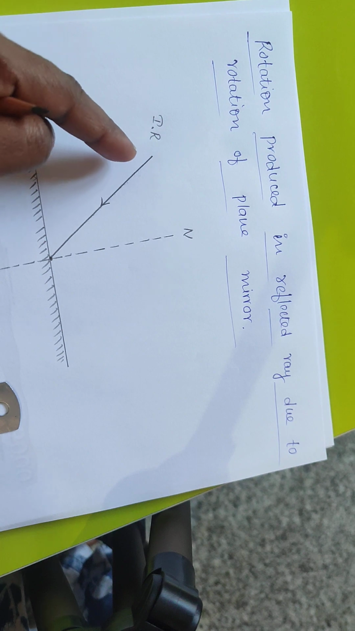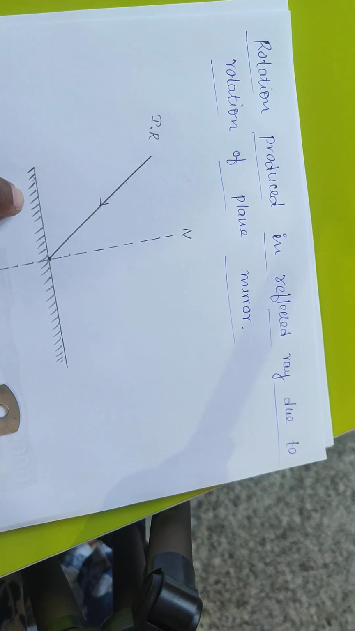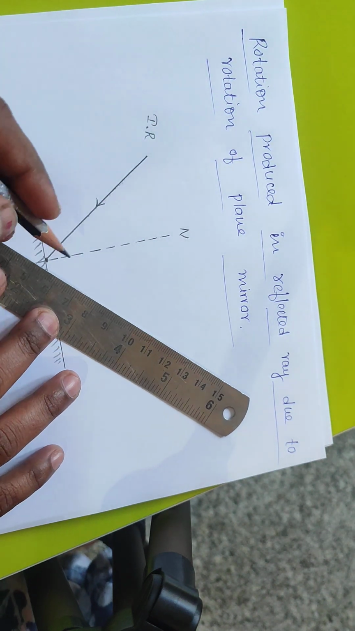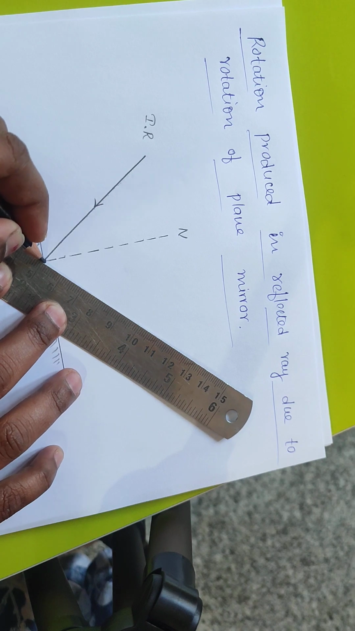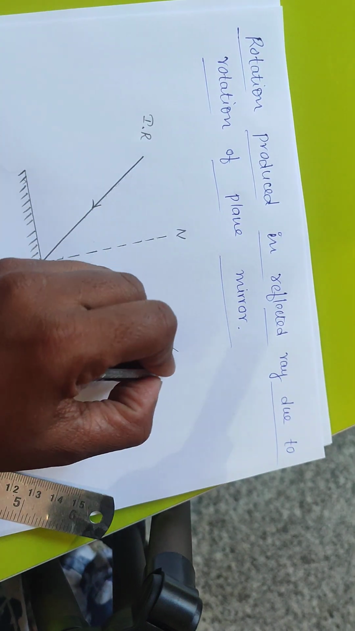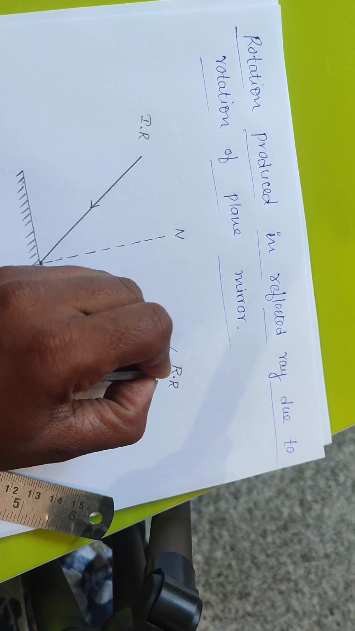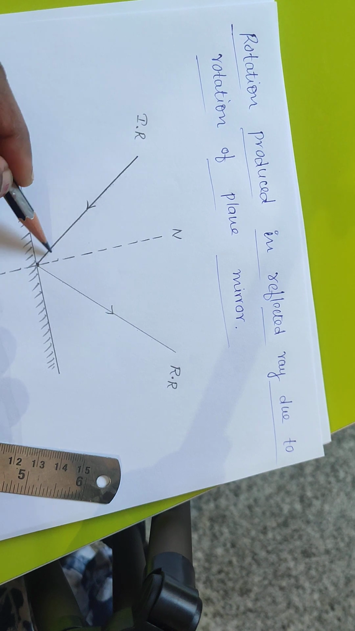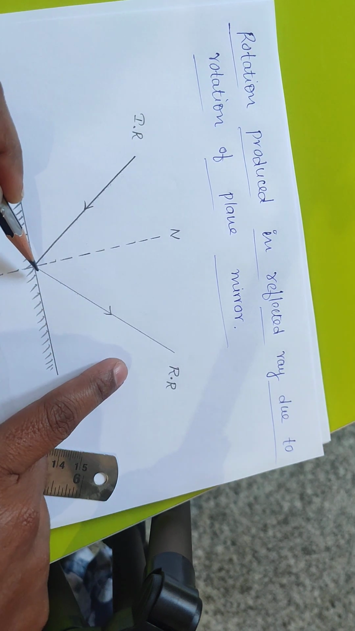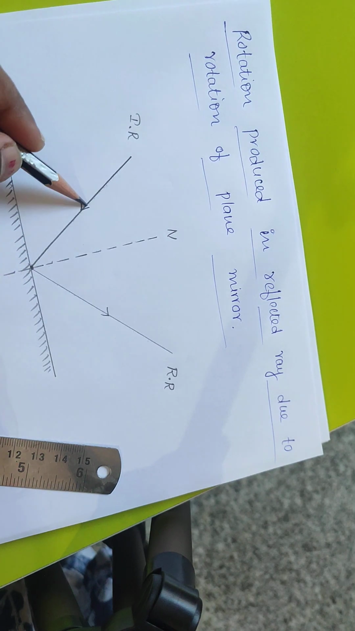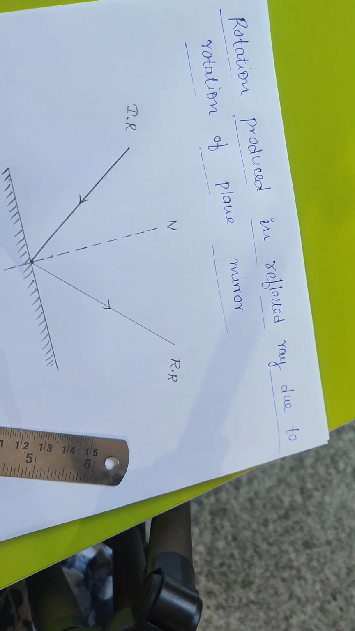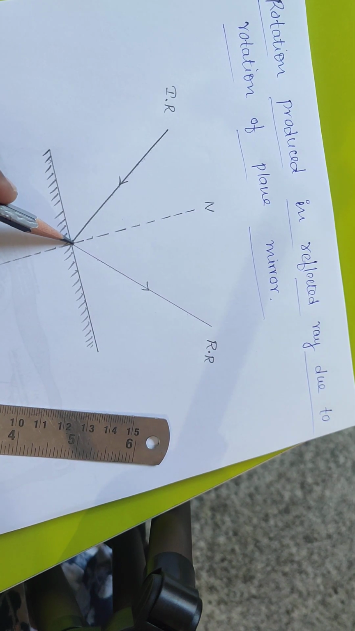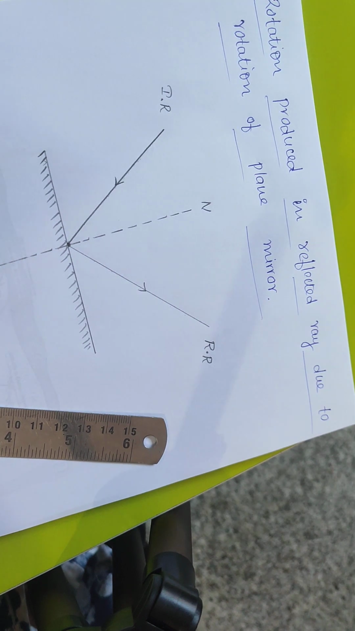So we know that when a light ray is incident on the plane mirror, the light gets reflected into the same medium. So here the light ray is reflecting like this. This is the reflected ray. I am writing it as R, meaning reflected ray. So here the light ray is incident with some angle and reflects into the same medium. At the point of incidence we are drawing a normal line, meaning a perpendicular line drawn at the point of incidence.